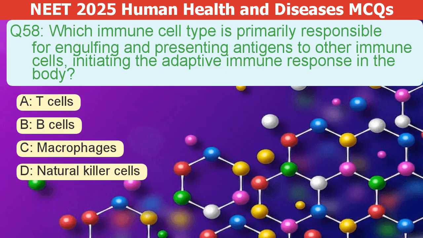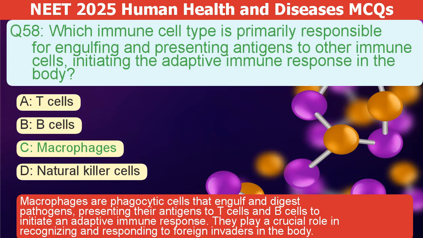Which immune cell type mainly engulfs and presents antigens, starting the adaptive immune response? A. T cells. B. B cells. C. Macrophages. D. Natural killer cells. The correct answer is C. Macrophages are phagocytic cells that engulf and digest pathogens, presenting their antigens to T cells and B cells to initiate an adaptive immune response. They play a crucial role in recognizing and responding to foreign invaders in the body.